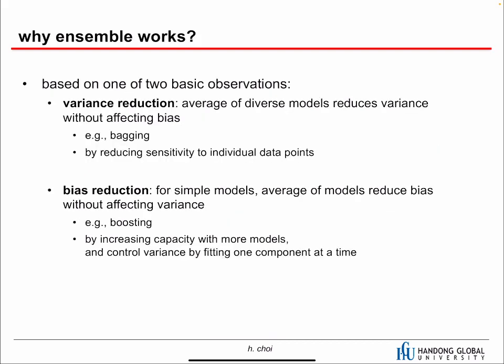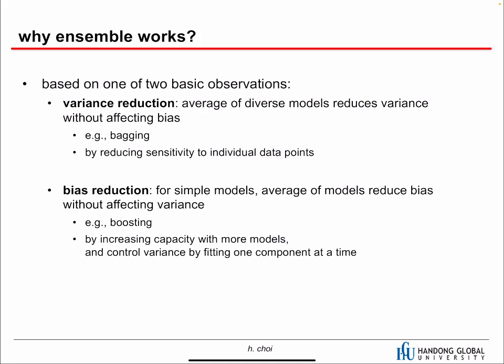Okay, then the next topic is why ensemble learning works. Based on two observations, ensemble learning works. The first one is that ensemble learning reduces the variance. So we talked about the variance and bias trade-off in the density estimation, right? In error, we have a variance and the bias. So ensemble learning can reduce the variance or it can reduce the bias.